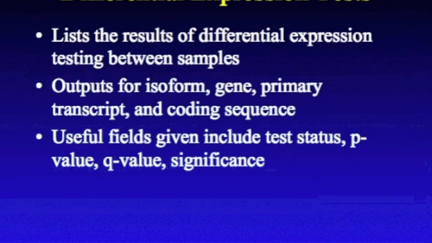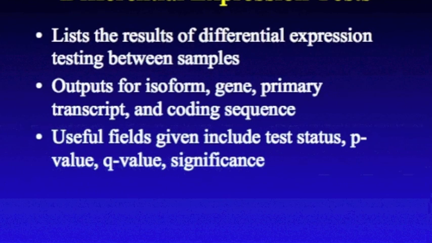Differential expression tests show whether expression is upregulated or downregulated significantly between samples. Like the tracking files, they output for isoforms, genes, primary transcripts, and coding sequences. Differential CDS analysis is only performed when all isoforms of a gene have a coding sequence attribute. Useful fields in these files include test status, p-value, q-value, and significance.